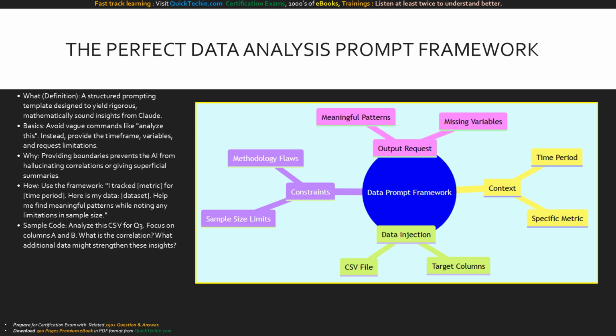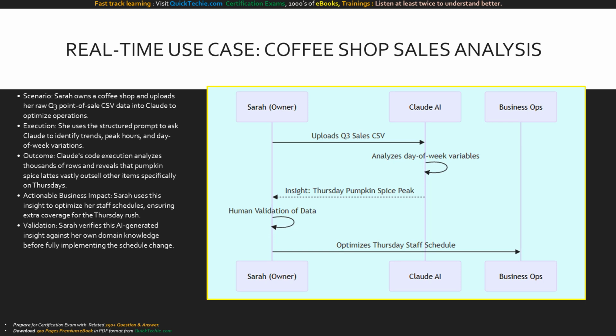This mind map illustrates the anatomy of a perfect analytical prompt. At the center is our framework. It branches into 4 mandatory pillars: context, detailing the time and metric; data injection, pointing to specific CSV columns; constraints, where we demand Claude acknowledge sample size limits; and output request, asking for meaningful patterns. Miss one of these branches, and your analysis weakens. Let's apply all of this to a real-time, highly impactful use case.